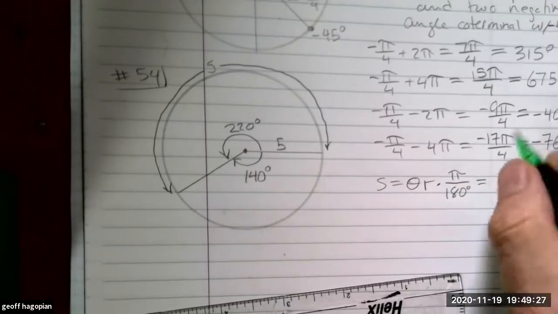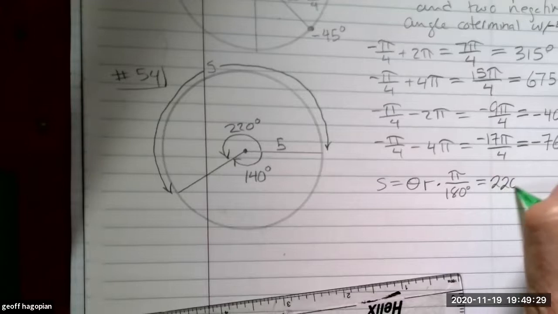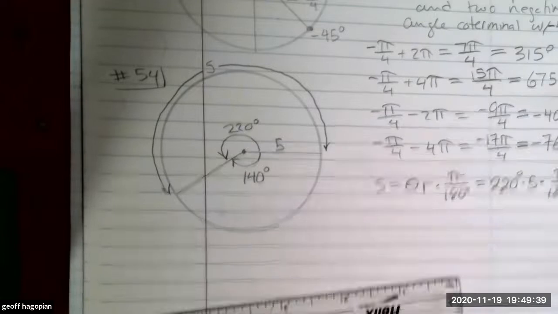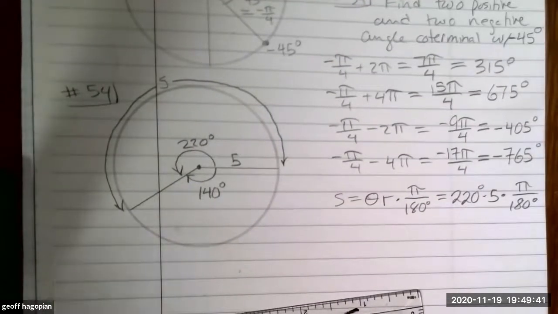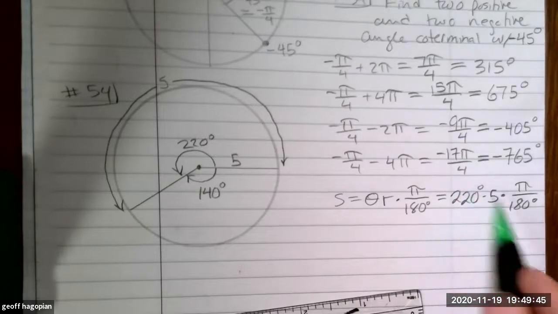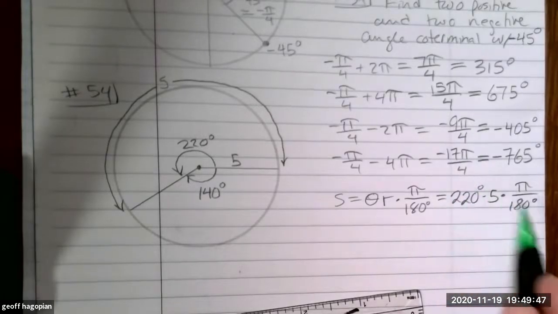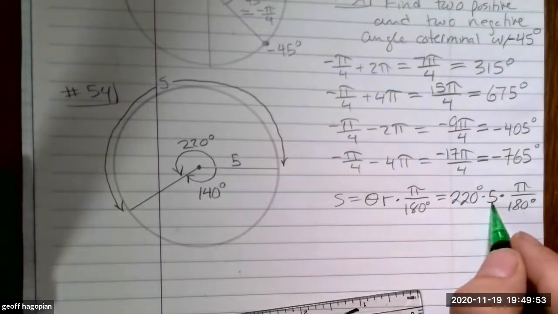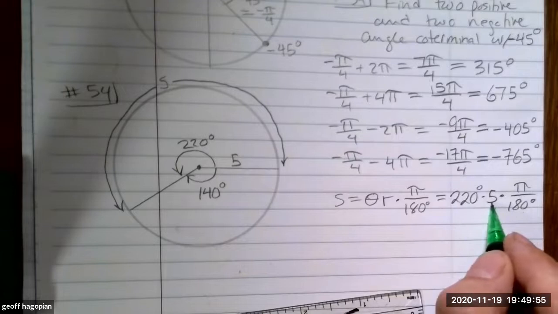So let's plug in 220 degrees times 5 times pi divided by 180 degrees. The degrees cancel out. We got degrees divided by degrees, so the degree measure cancels out and we get a length, because 5 is not a pure number. 5 has units of length.